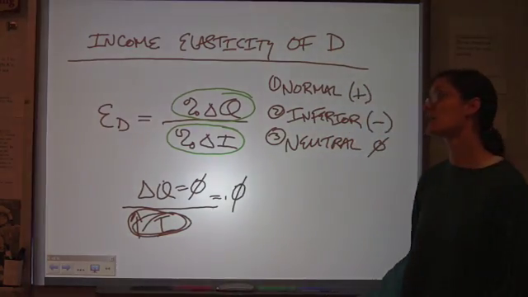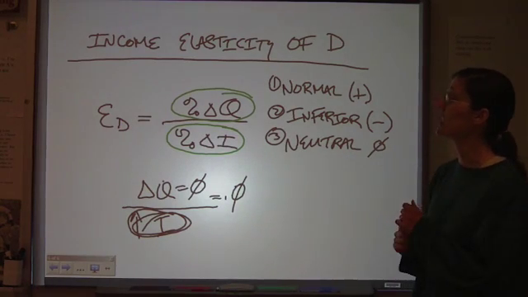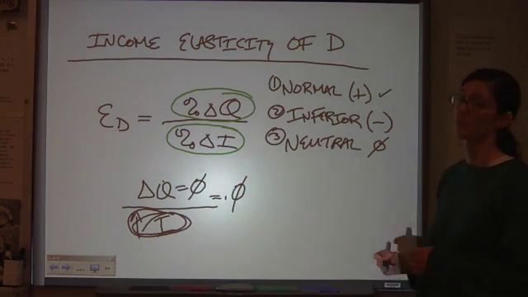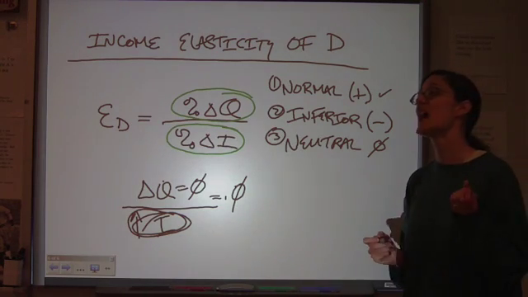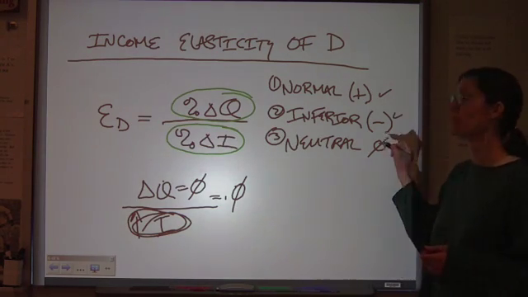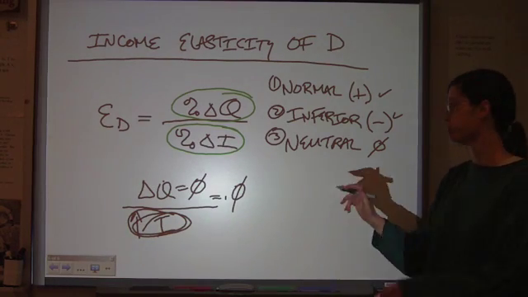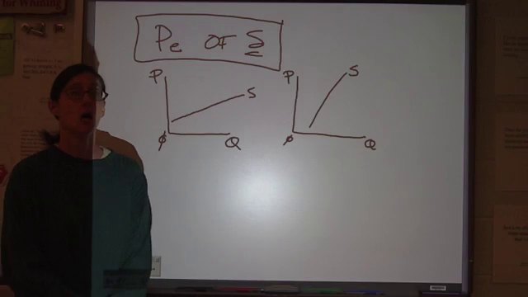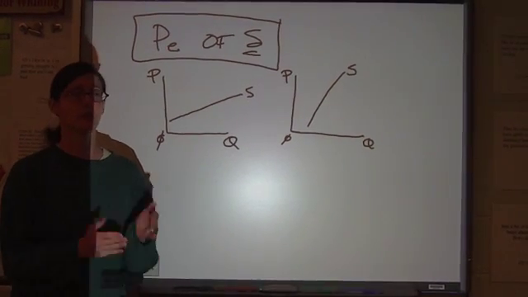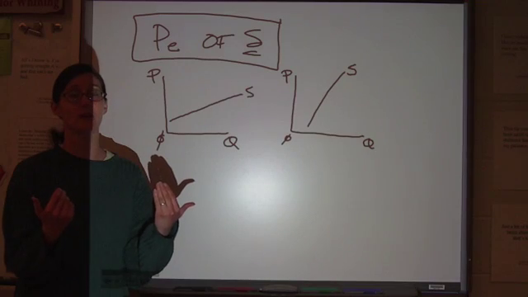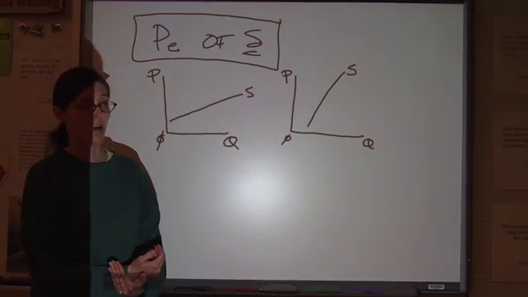So if you have a positive income elasticity, that's a normal good. If you have a negative income elasticity, that's inferior. And if it's 0, neutral good. All right, talking about elasticity, we need to change gears a little bit and look at it from the supply side of the market as well.